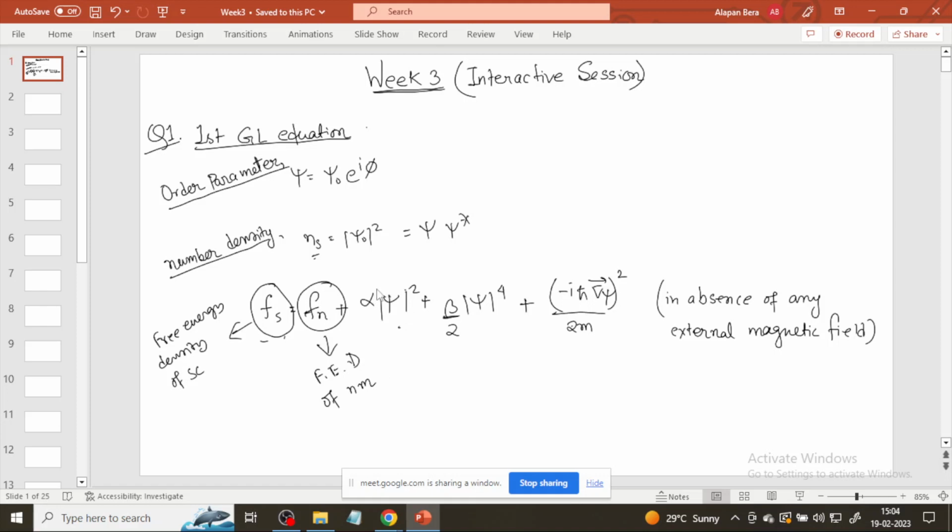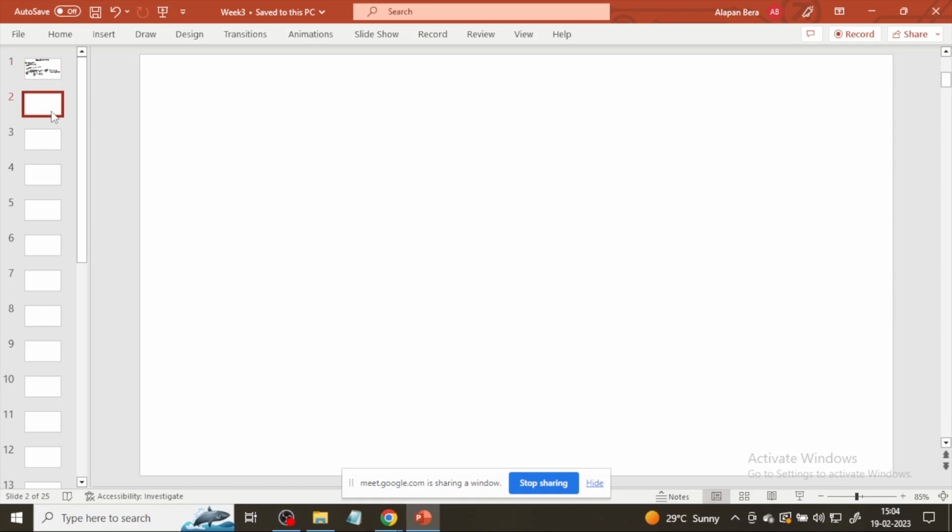Okay, and we consider alpha as temperature dependent, which is written by some A into T minus Tc. So when T is less than Tc, then alpha is negative, and when T is greater than Tc, then alpha is positive. So we start with this. Now let's apply the magnetic field. Okay. Now let's say a magnetic field is applied on the top of the superconductor. Then the free energy.